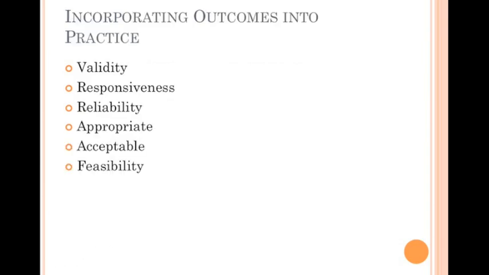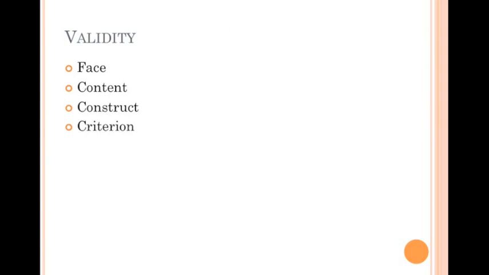So now that we've gone into great detail of what outcomes actually are and where they originate from, we can move on to how to incorporate them into our practice, and these are 6 important things to keep in mind when deciding what outcome to use. The outcome that you choose needs to have good face validity, content validity, construct validity, and criterion validity.